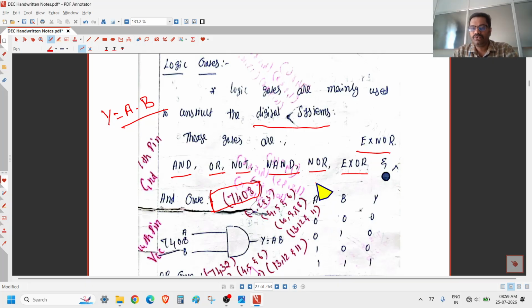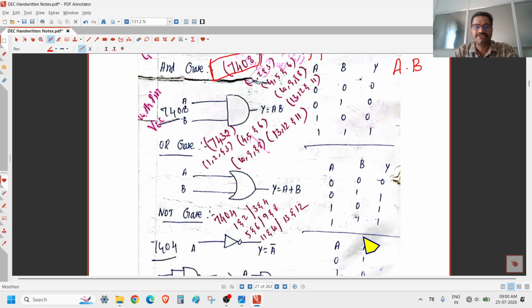And this is the truth table for the AND gate, right? A and B are the inputs. Since it is 2-bit, with the help of the 2-to-1 concept, we make the inputs 0 0, 0 1, 1 0, and 1 1. The output is Y. As we know, y is equal to a into b. So with the help of multiplication, 0 into 0 means output 0, 0 into 1 means output 0, 1 into 0 means output 0, and 1 into 1 means output 1, right? This is how the AND gate is implemented.